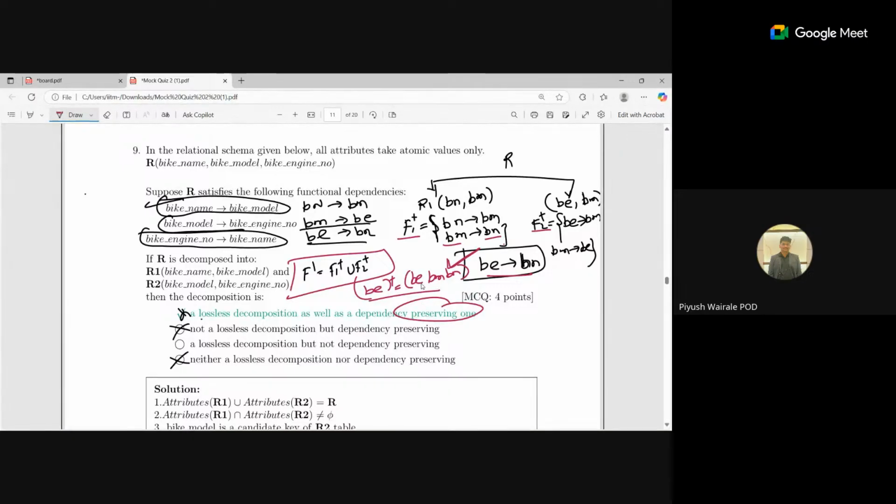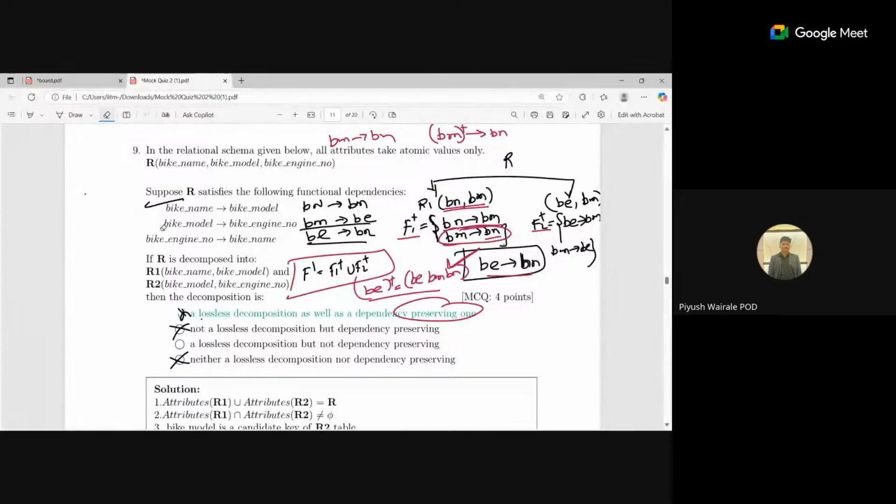Any doubt here about what we have done? How can we say BM determines BN? Here we just have two attributes, so we already know BN determines BM. We want to check whether BM can determine BN or not. For that, simply take the closure of the left hand side BM based on the parent functional dependencies.